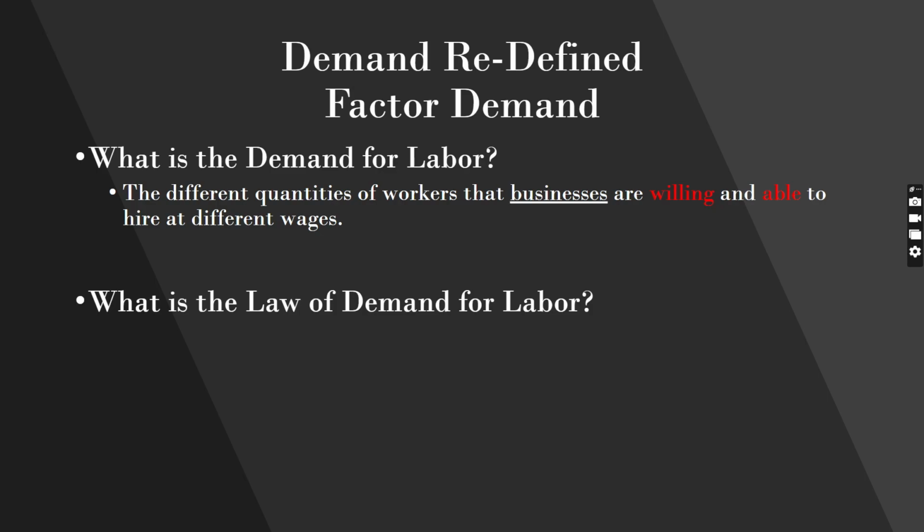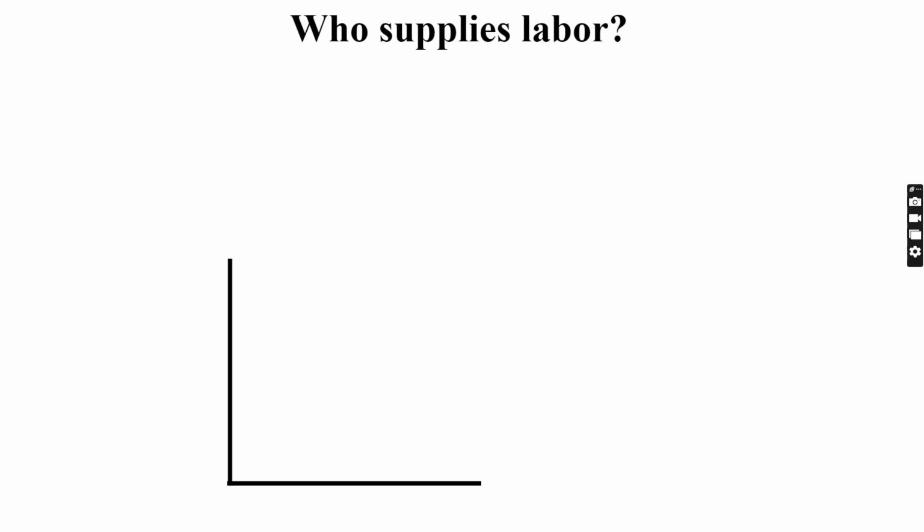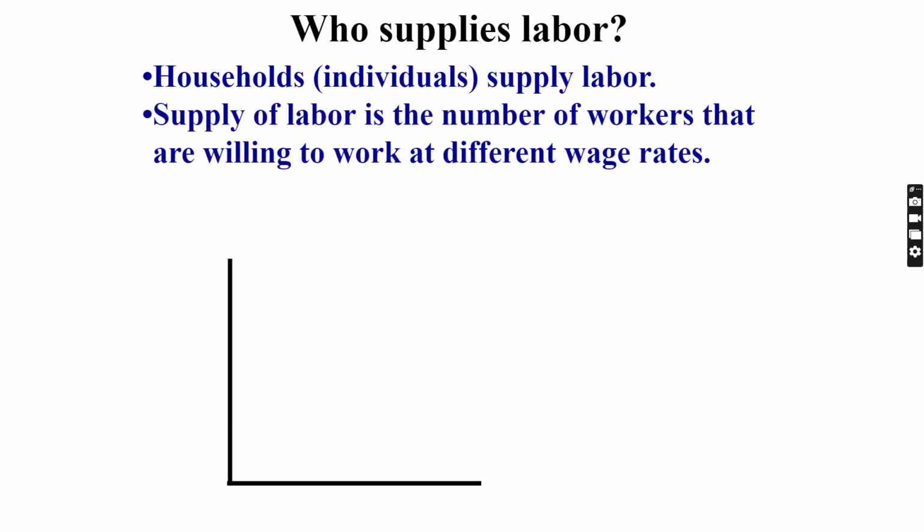And so the law of demand for labor would be that there's an inverse relationship between wage and the quantity of labor demanded. Now, of course, this could be the same for land, or it could be the same for capital. I'm using labor as the example because it's the most common. And so now we're going to talk about the supply of labor. And the supply of labor are households. It's you and I, right? We are the people of this planet, and we are supplying the labor to firms. And so households or individuals supply labor.